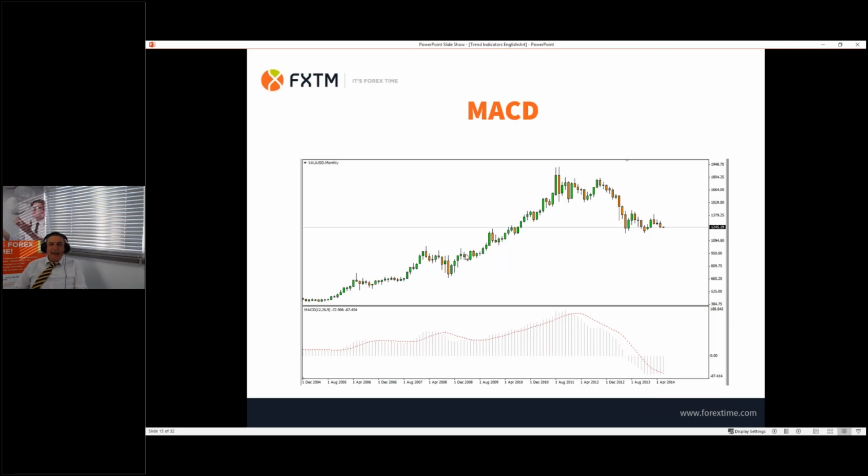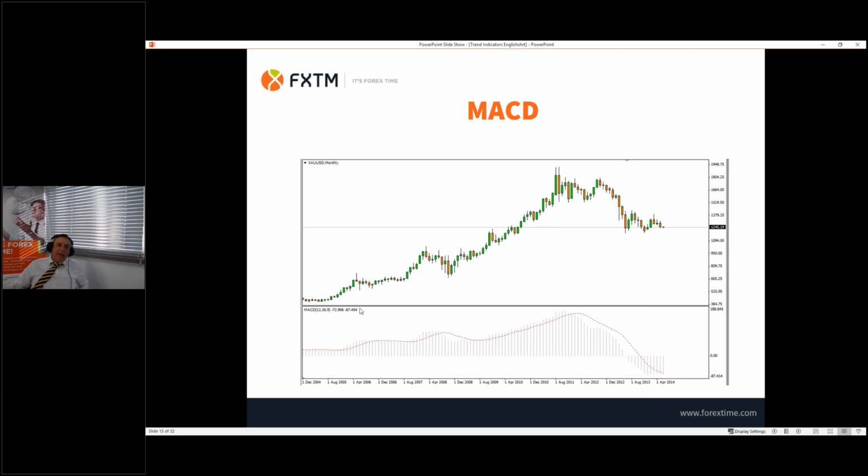So again, the example of gold, you see that it has been going higher and higher for many years, and then there is a reversal at the top. If you see these gray bars, this is MACD, by the way, and at this point here, they drop below the zero line. This means that MACD confirms that gold will fall lower. This is how we use MACD, the crossing of the zero line.